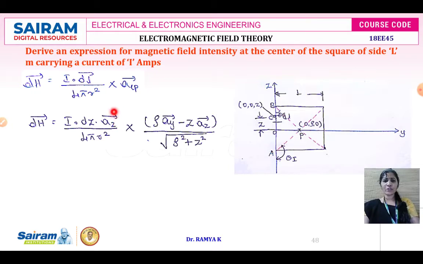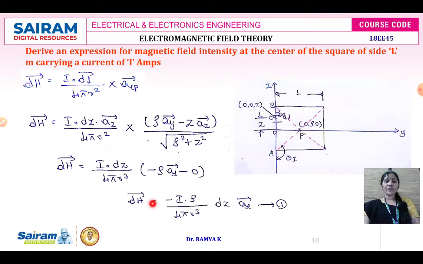When you do a cross product between these two terms, az cross product with az, this particular term will become 0. Az cross product with ay is going to be minus ax, as we all know from the cross product rule. After identifying, we got the differential magnetic field intensity as minus I rho divided by 4 pi r cube into dz ax vector.